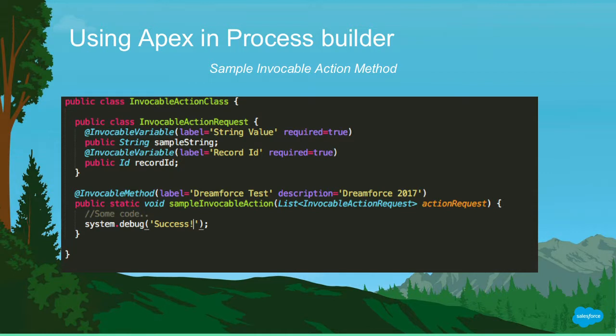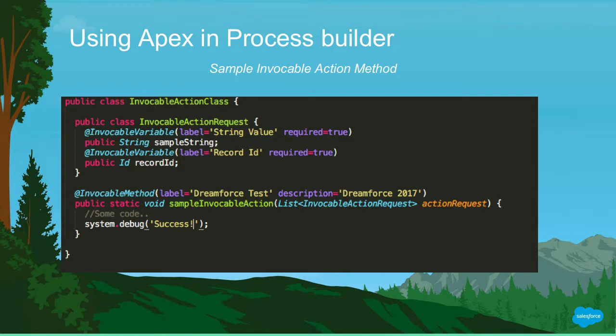And then another important thing to note is the input is restricted to a collection of primitive data types or objects containing invocable variables. So if you look at the top, we have an object called invocable action request. We have two different parameters there. From there, once you select the invocable action in Process Builder, you'll be able to add these two parameters.